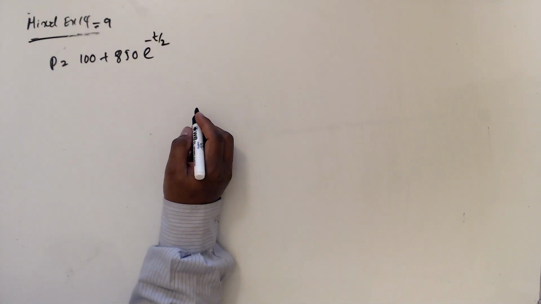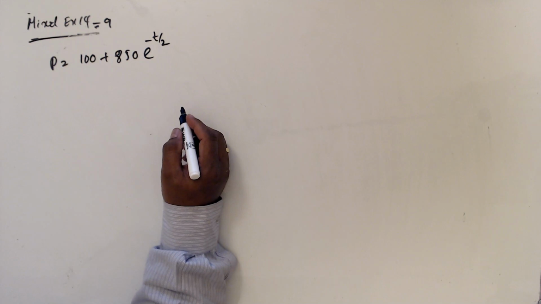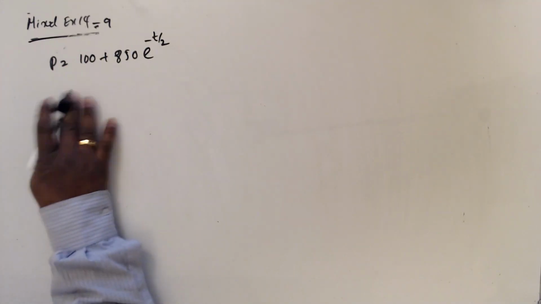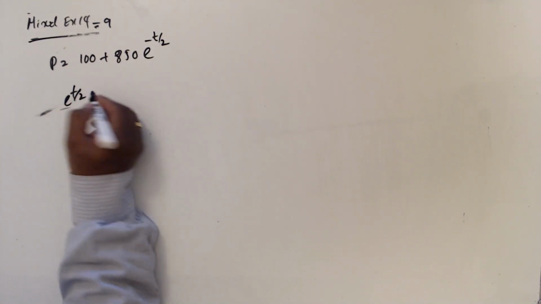So next one is sketch the graph. So first of all, you know what e to the power t over 2 is.